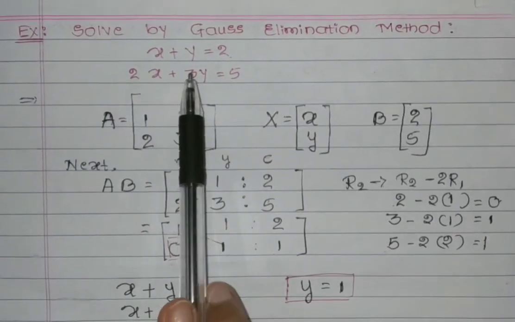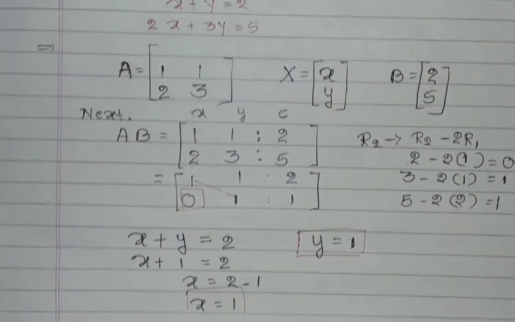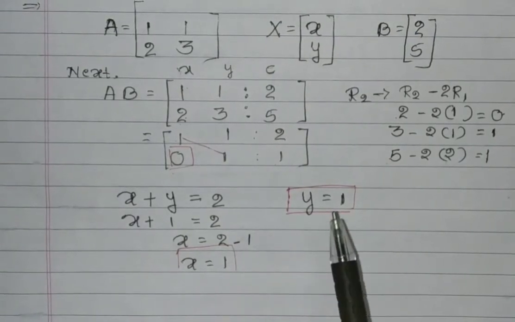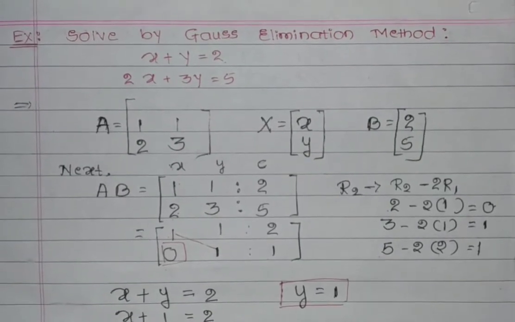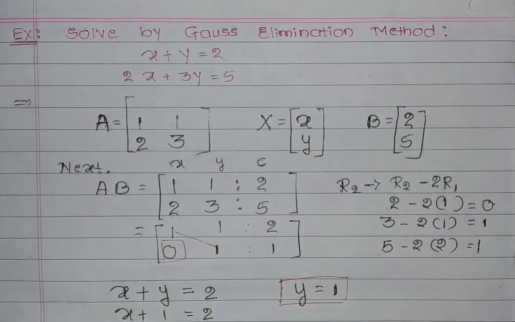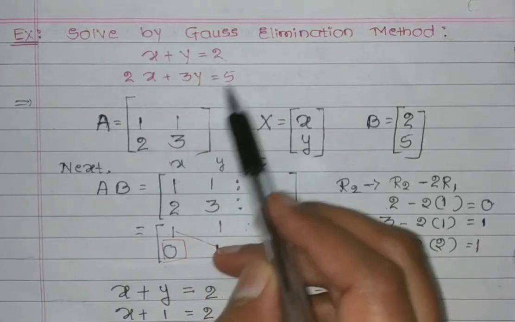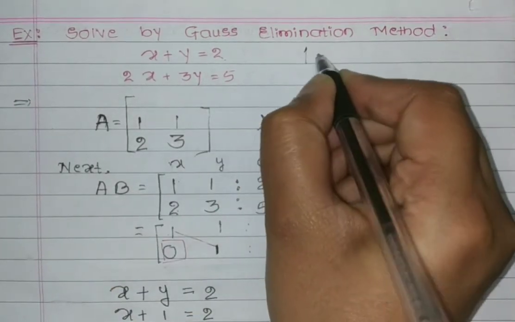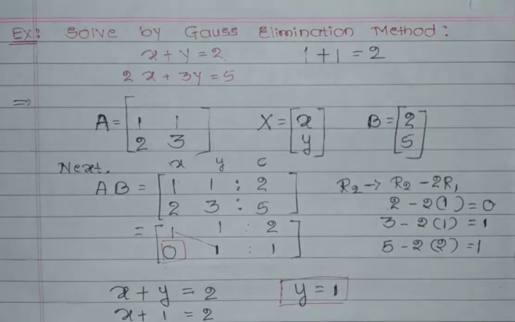So here when we are solving these two equations using the Gauss elimination method, we can observe that we are getting x value as 1 and y value as 1. Whether the answer we have got is correct or not, we can verify by substituting it in equation 1 or in equation 2. So x value we have got 1 and y value we have got 1. So 1 plus 1 gives us 2.